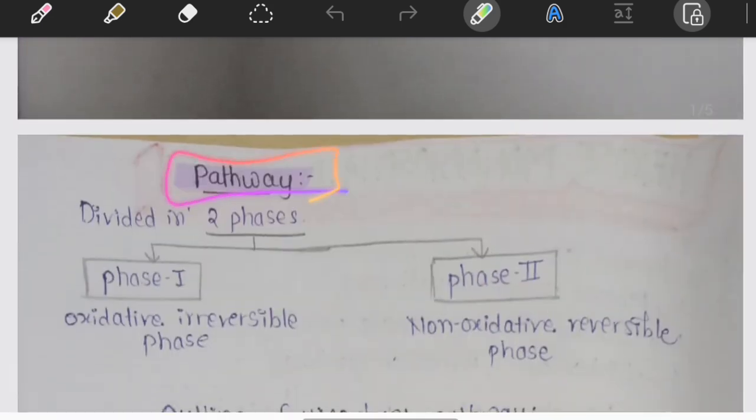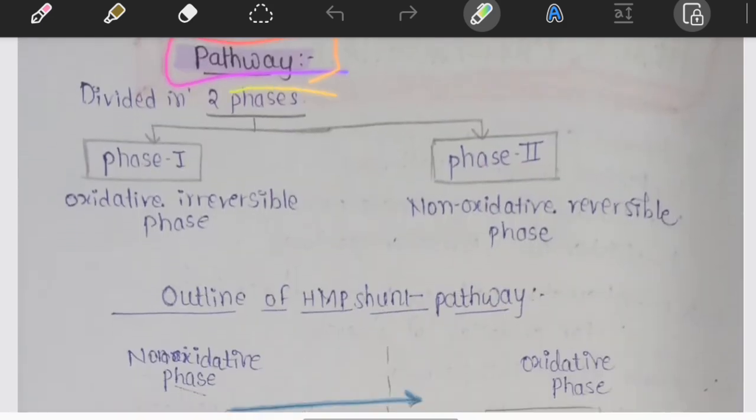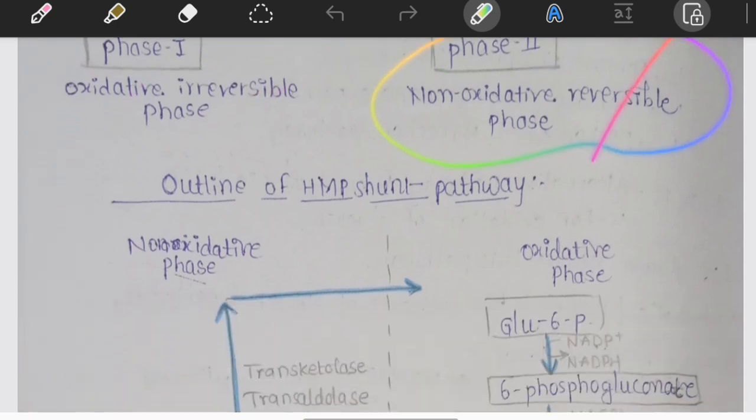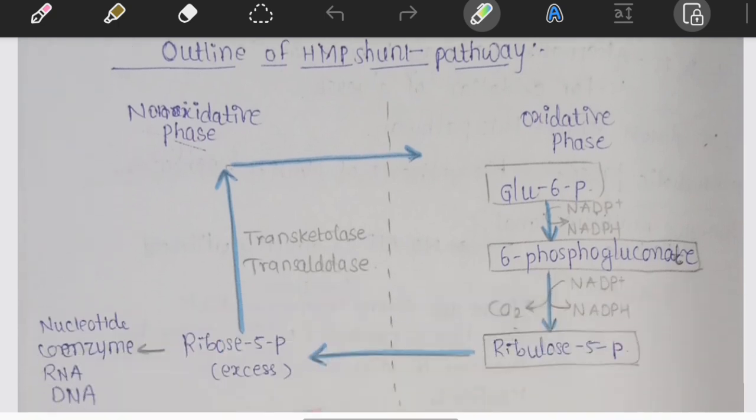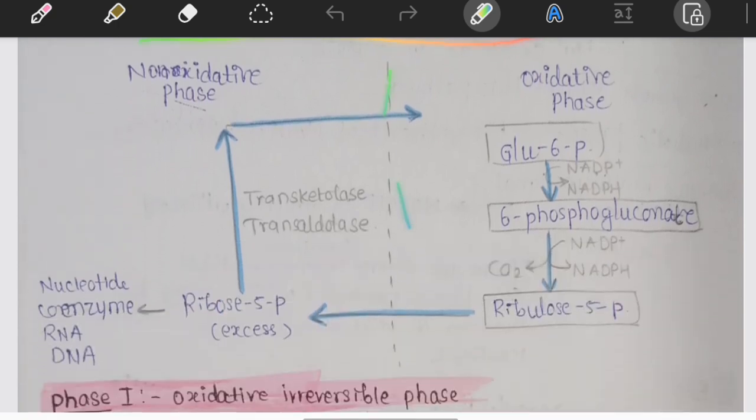So here the pathway is divided into two phases. Phase 1 is the oxidative irreversible phase and phase 2 is the non-oxidative reversible phase. This is the overall outline of the HMP: the oxidative phase and the non-oxidative phase.